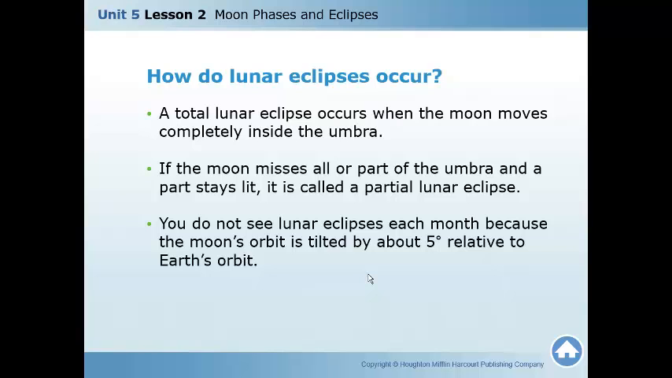It's about 5% relative to the Earth's orbit. So, we see a new moon when the moon, Earth, and sun are lined up so that it's blocking out the sunlight on the near side of the face of the moon. However, we don't see a lunar eclipse every time we have a new moon or a full moon because of that 5% difference, that tilt of the moon.